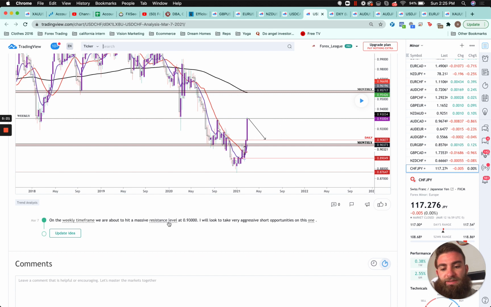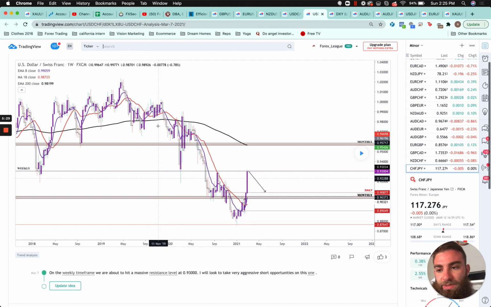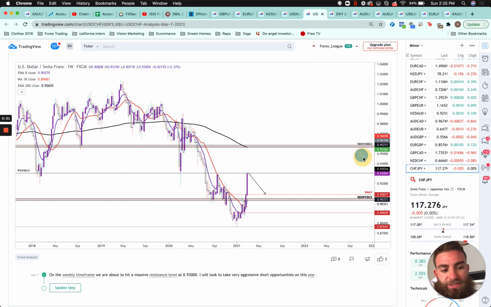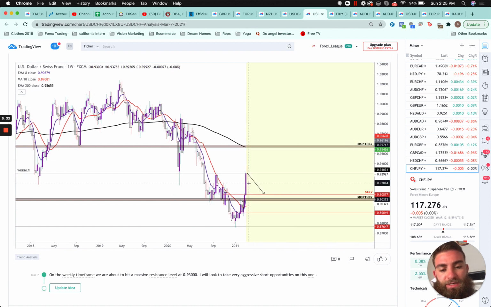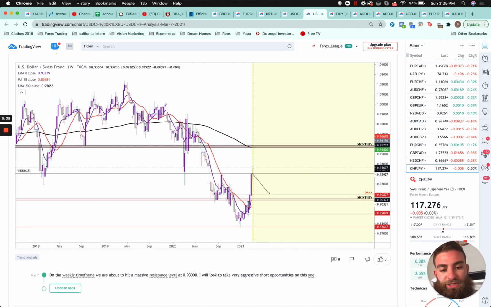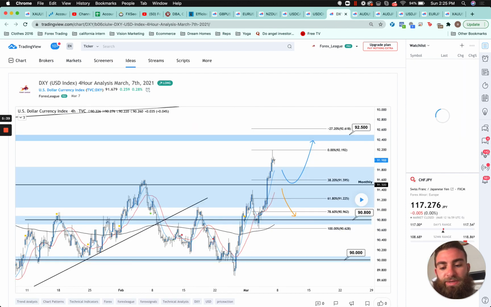On the weekly, we're about to hit a massive resistance level at 0.9300. I will look to take a very aggressive short opportunity on this one. So I was looking at this level. We're on the weekly. I was looking for rejection there. As you could see, we just formed a doji candle now at the top. So I'm expecting this thing to push down going into this week.